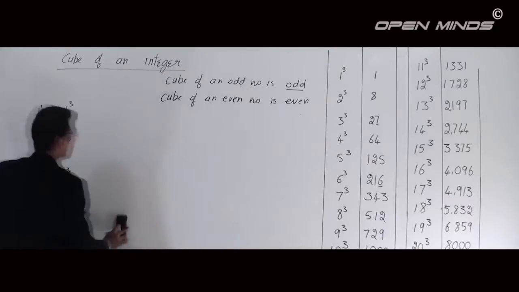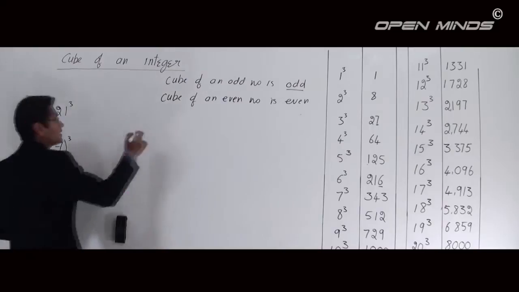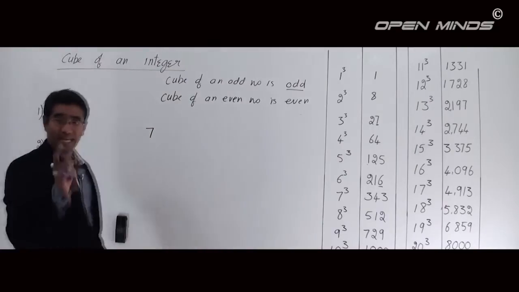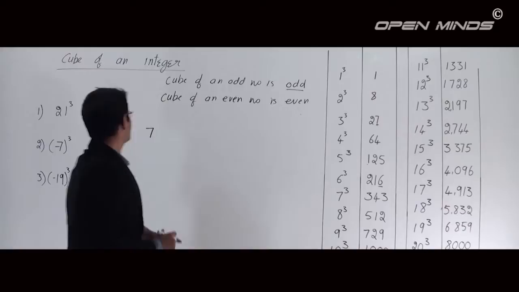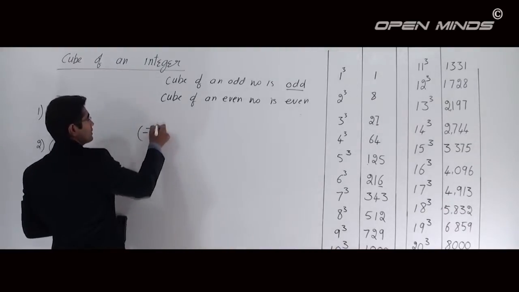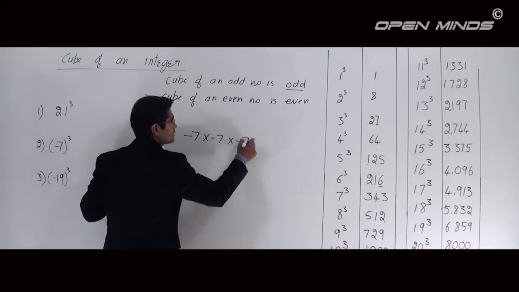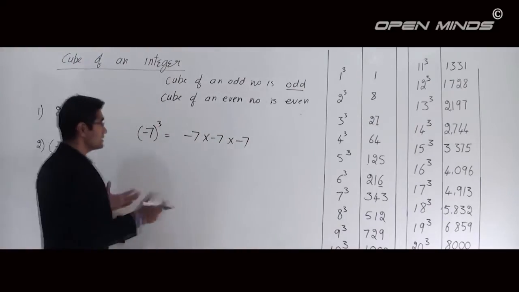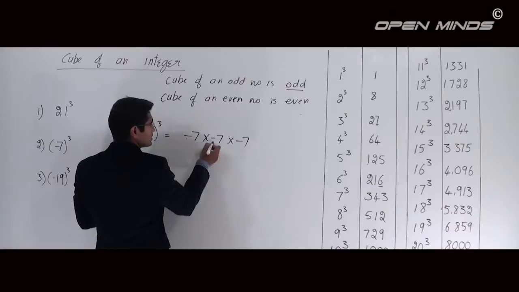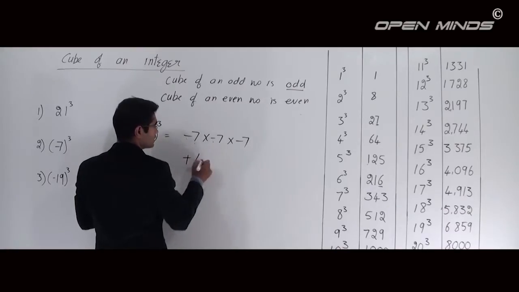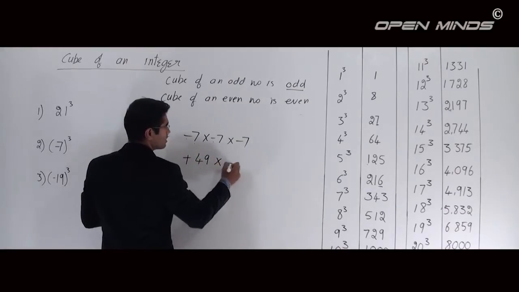Now this time I'm talking about a negative number. These two things are done, so let's take a negative number. What is negative 7 cube? So it goes like negative 7 times negative 7 times negative 7. Let's multiply this, basic multiplication. What is minus into minus? That is plus. 7 times 7 is 49, times minus 7.